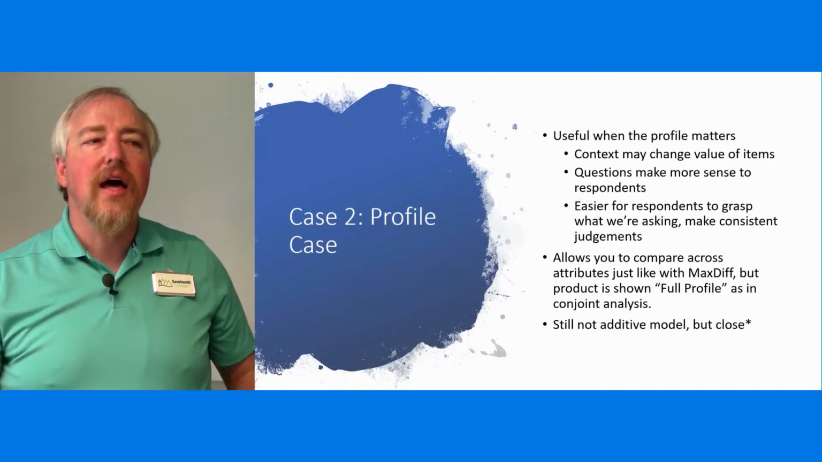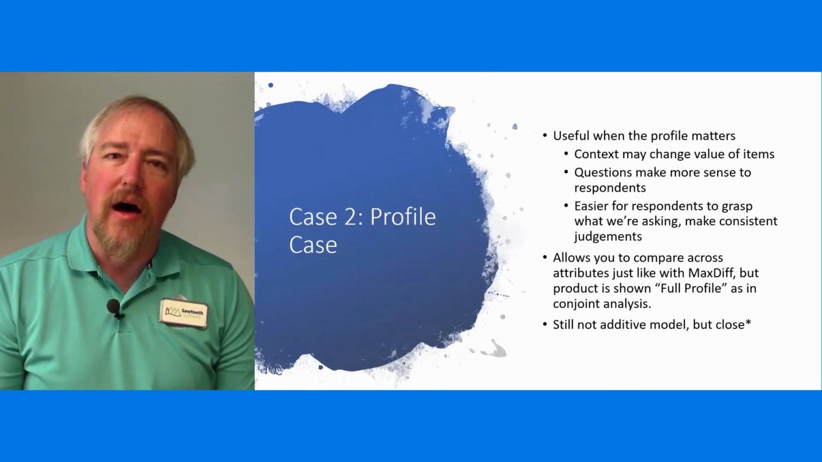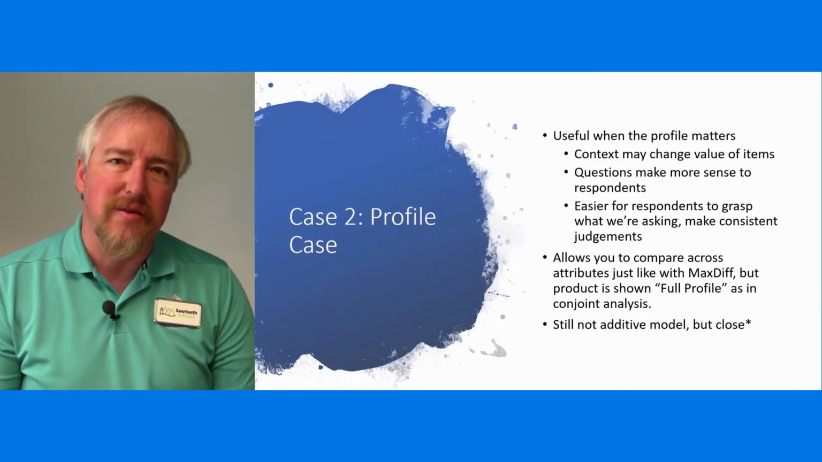All right, so let's talk about case two, the profile case. Again, this is the one where we're going to show one concept, and we're going to say, what's the best thing about this vendor and what's the worst thing about this vendor? This is useful in situations where the context may change the value of the item. So again, if we've got the shipping and where it's coming from and where it has to be returned to, those may interact with one another. So the context of the one might determine the value of the other. So anytime the profile matters, we may want to consider doing this as a best worst case two.